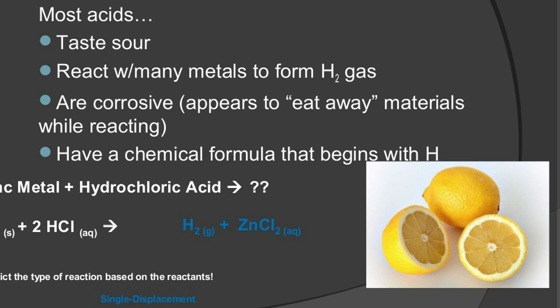Their taste is sour. They react with metals to release hydrogen gas. They are corrosive. That means they react with the vessel in which they are stored, and they have a chemical formula that begins with H.